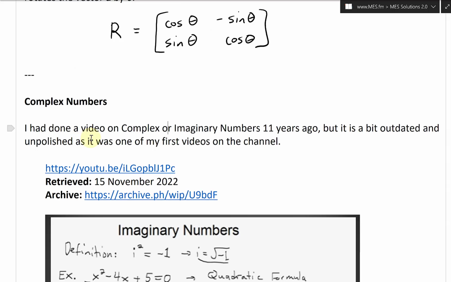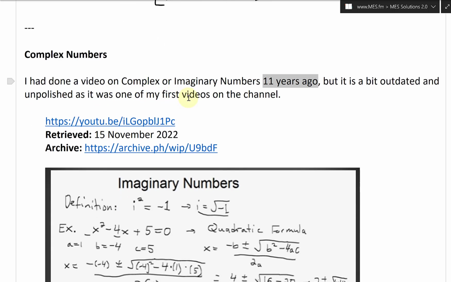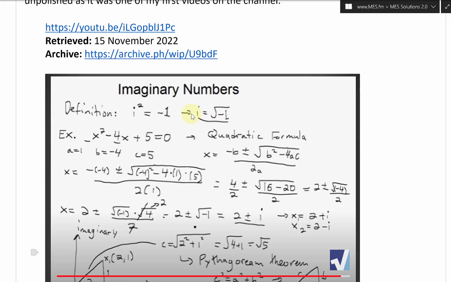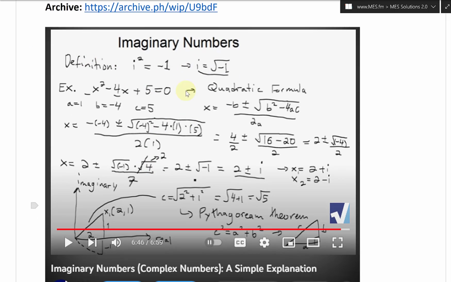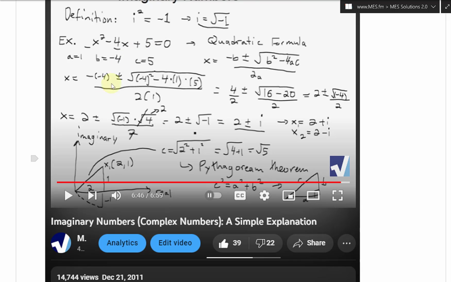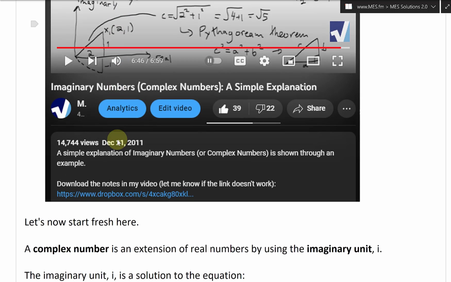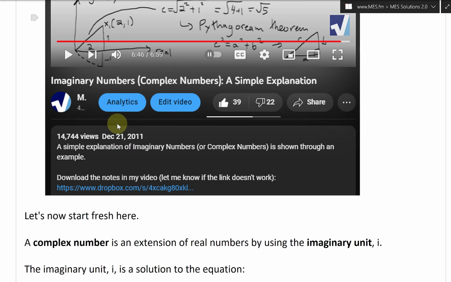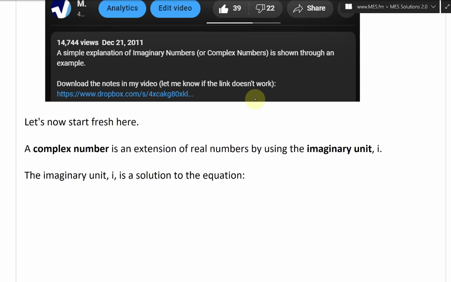Note that I had done a video on complex or imaginary numbers 11 years ago, but it is a bit outdated and unpolished, as it was one of my first videos on the channel. You can see the difference 11 years makes. So there it is, all in one page like that. Yes, very interesting stuff here. December 21st, 2011. Very, very epic. Yes, a lot of upvotes there. Apologies for that. Anyways, let's jump right in.